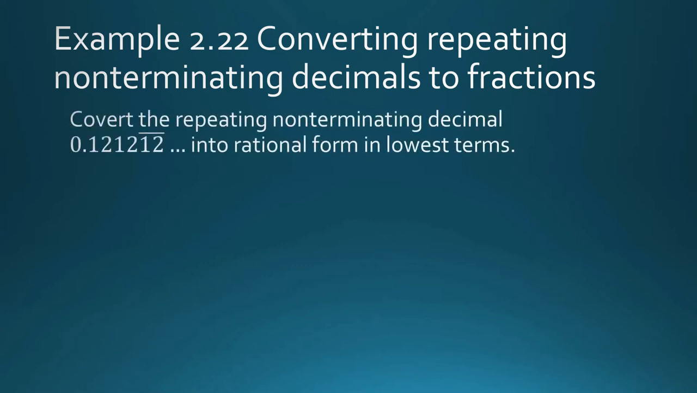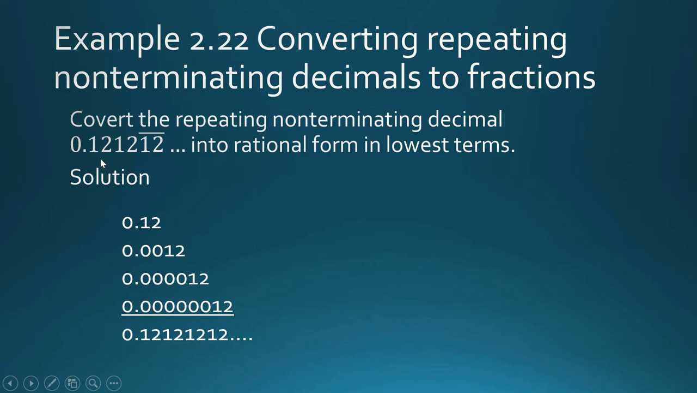Convert the repeating non-terminating decimal 0.121212 to infinity into rational form in lowest terms. You know that this number is a rational number. It is non-terminating, but it is repeating. So that means this is a rational number, and any rational number can be written as a ratio of integers. So that is our goal. We shall write this repeating non-terminating decimal into a rational form. What is the rational form of this decimal number?